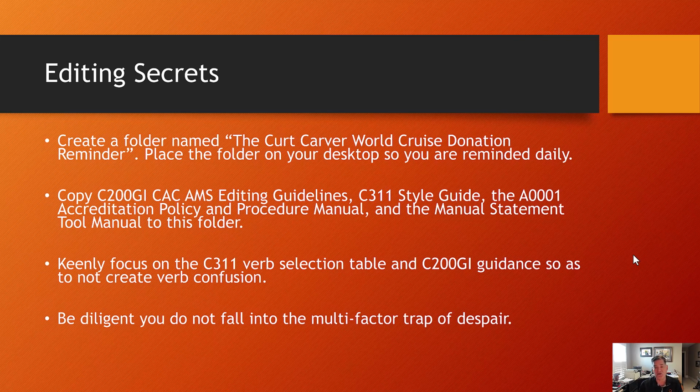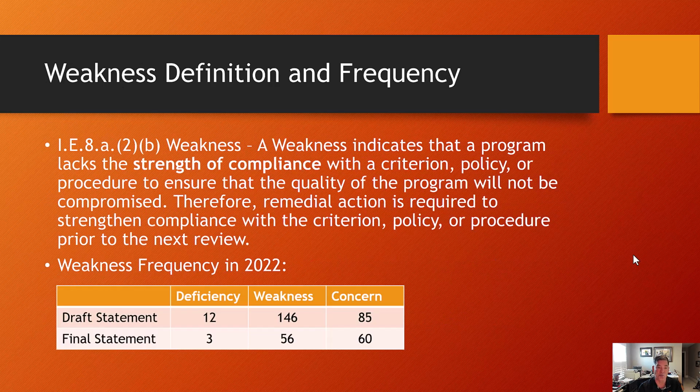And then you want to focus on C200GI, which is going to give you guidance on how to do this, and on the Accreditation Policy and Procedure Manual of exactly what a weakness is. And then I'll cover later in the video how not to fall into the multi-factor trap of despair, where you have a single criteria and multiple factors sort of contributing to that particular weakness.